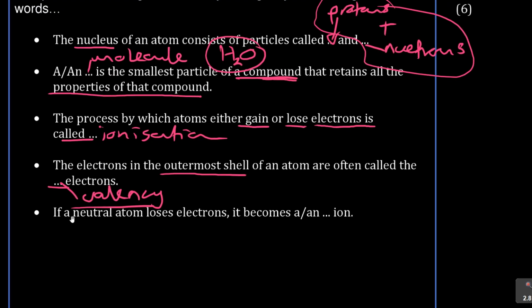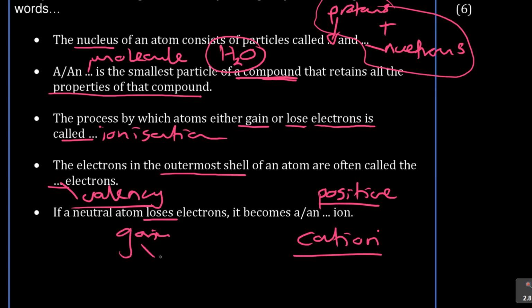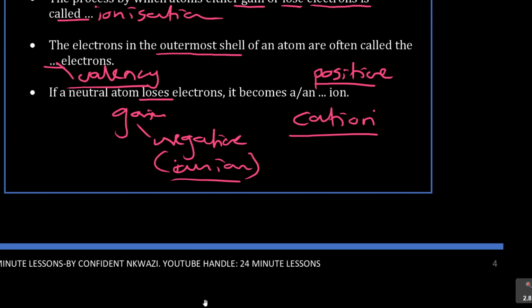Okay, next one. If a neutral atom loses electrons, it becomes a what? A or an ion. If you are losing, you become a positive ion. And the special name there is called cation. But the answer there was positive ion. You cannot say cation ion. So it was positive ion, but when you gain, what do you become? When you gain, you become negative. Now, what is a negative ion? Is an anion.